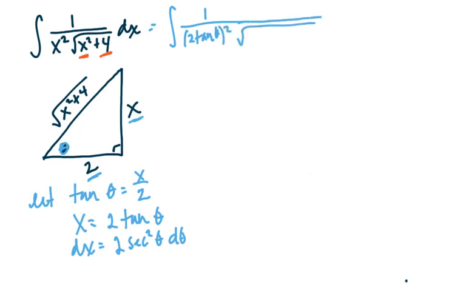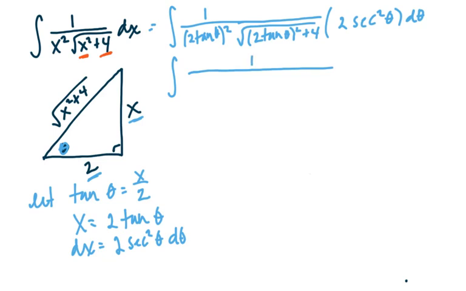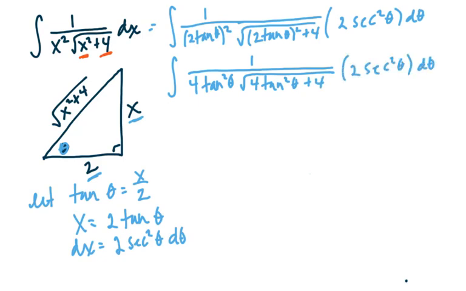The square root of parentheses 2 tangent theta, quantity squared, plus 4. And then dx is 2 secant squared theta, d theta. So let's work through this. I have 2 tangent theta squared. This means I have 4 tangent squared theta. And then inside the square root, I have 4 tangent squared theta plus 4. And out here I have 2 secant squared theta, d theta.